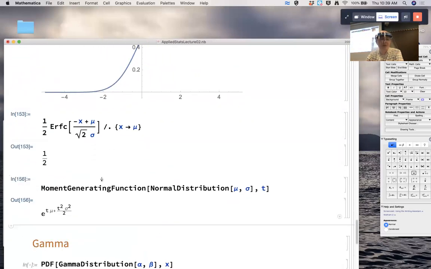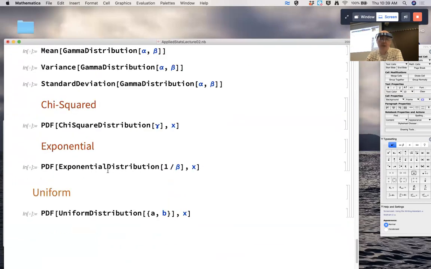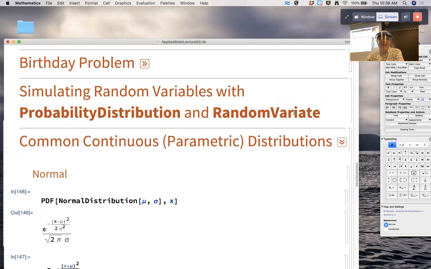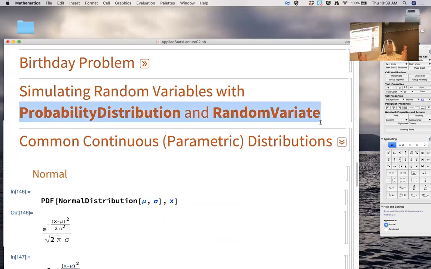Mathematica can do moment generating functions. It can do gamma distribution, chi-squared, exponential, uniform. All right, we're about out of time. I was hoping I would have time to use something called ProbabilityDistribution and RandomVariate. I don't have time for that, but what I will say in 10 seconds is those are a couple of commands I can use to simulate user-defined distributions. Not standard ones with names, but your very own pet distribution. You can use Mathematica to do simulation from that. That's pretty amazing.